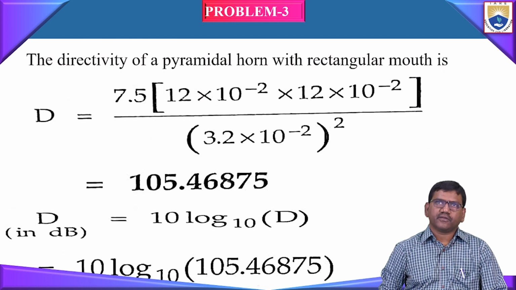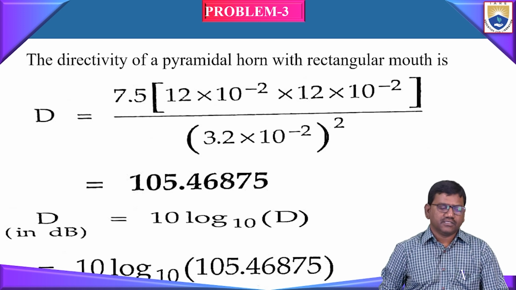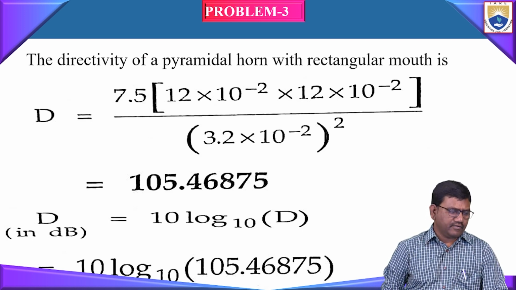So this is how to simplify the problem. D is equal to 7.5 AP by lambda square. AP is given in centimeters, so convert this into meters. We get 12 into 10 power minus 2 here.